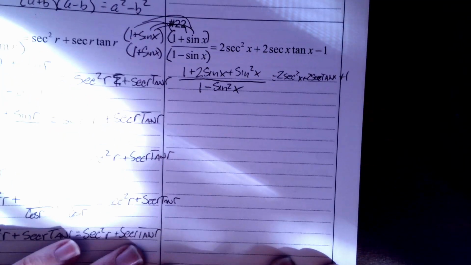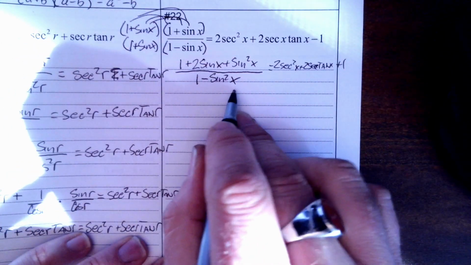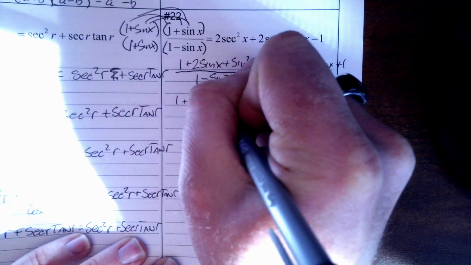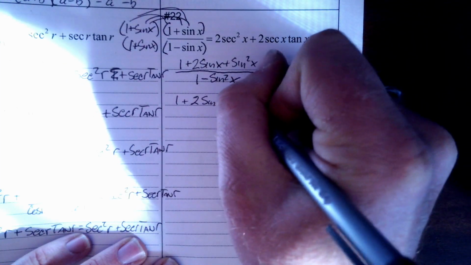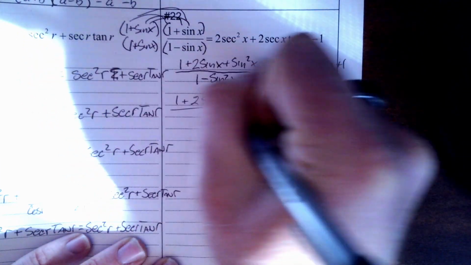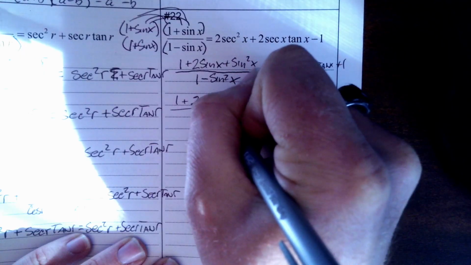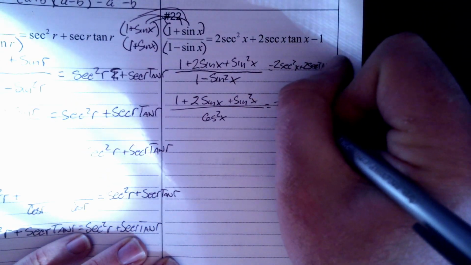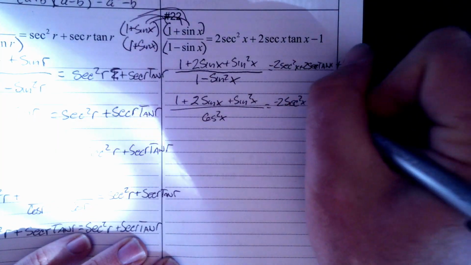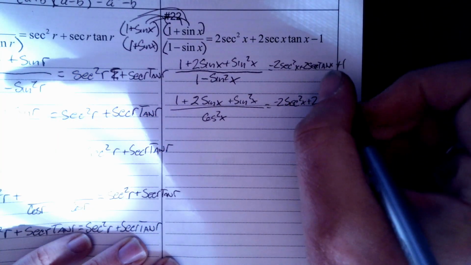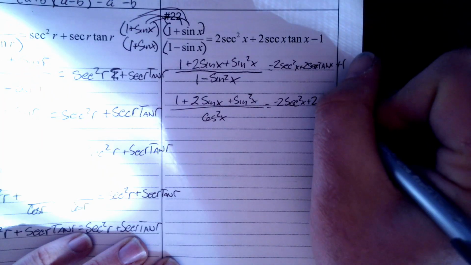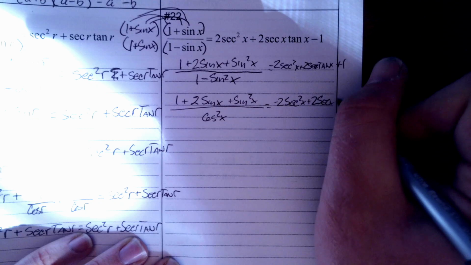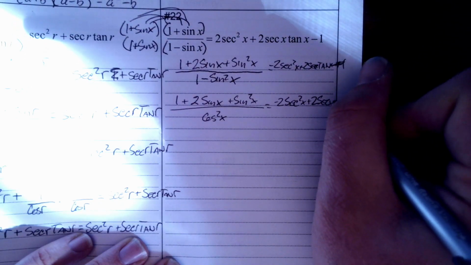All right. Again, we said that we can turn this into a cosine. So 1 plus 2 times the sine of x plus the sine squared of x over the cosine squared of x is going to equal 2 times the secant squared of x plus 2 times the secant times the tangent of x minus 1.